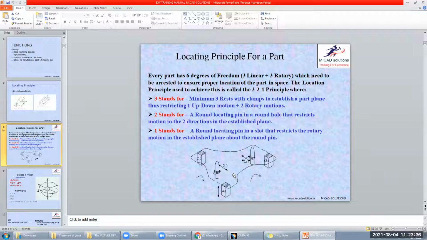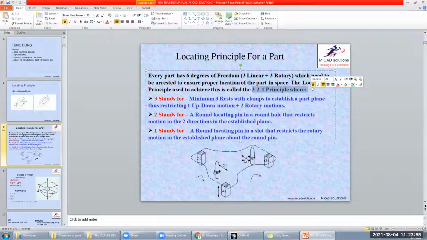Total degrees of freedom 6 or 12. 6 means 3 rotational, 3 translational. Sir, 12 if you consider plus and minus, x plus, x minus. So in total there are 6 degrees of freedom. The basic principle of the fixture is 3-2-1. By using the 3-2-1 principle, we are holding the part with 0 degrees of freedom.